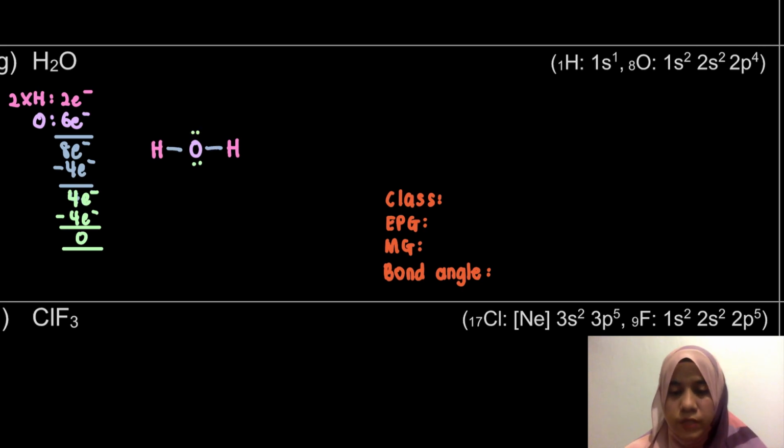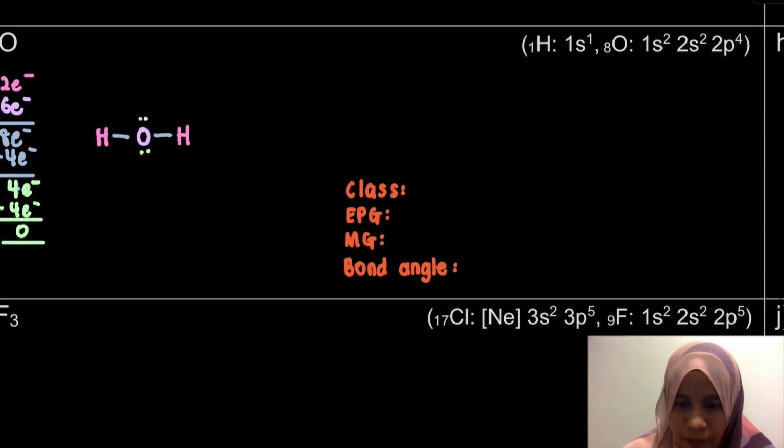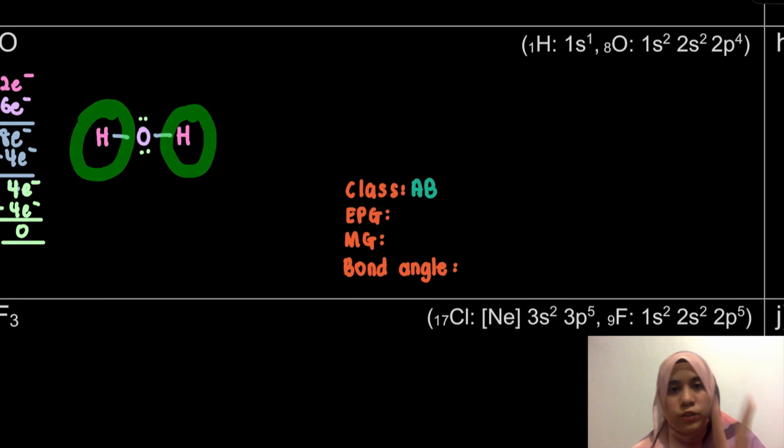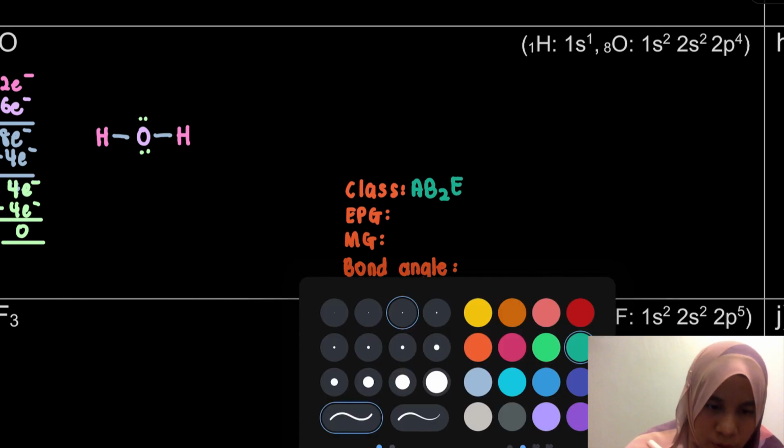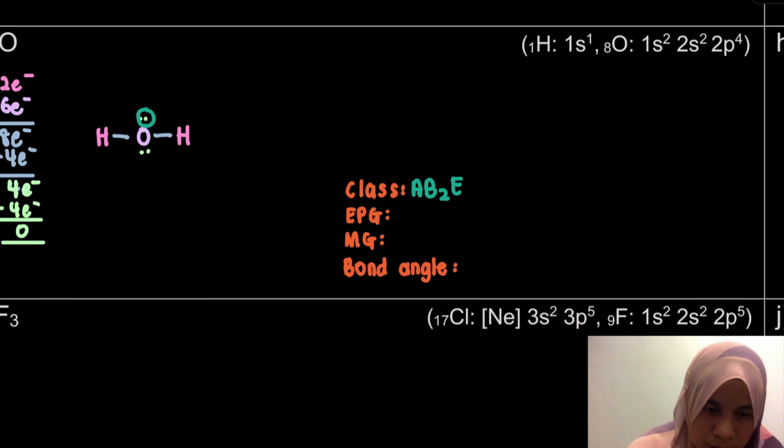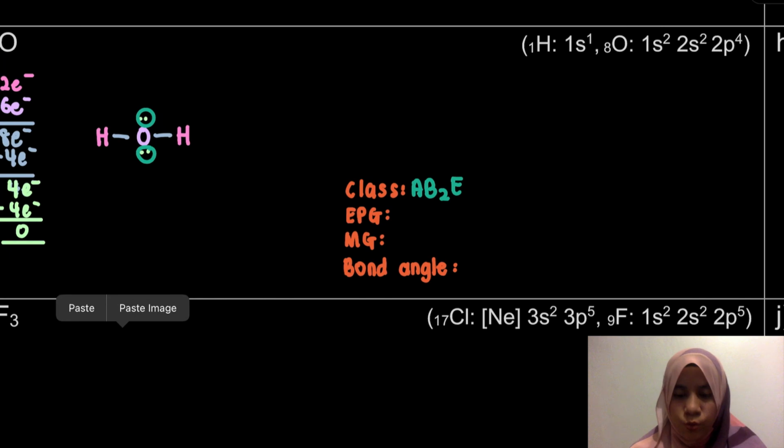So for oxygen, we can see the class is A for the central atom, B for bonding pair. How many bonding pairs? It has 2 hydrogens, so it's bonded to 2. So A, B, 2. And then how many lone pairs? E, okay, it has 2 lone pairs. Remember? 1 lone pair, 2 lone pair. So it is A, B, 2, E, 2.